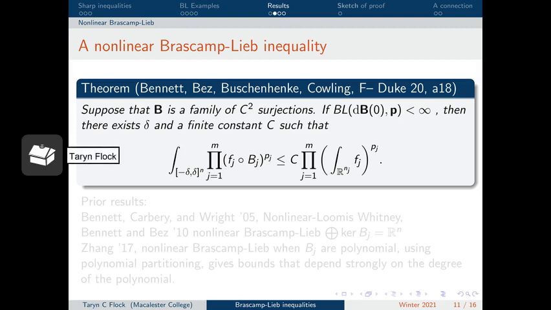One application of such a nonlinear inequality is to consider the case where these nonlinear maps incorporate the atlas maps of moving from some manifold into Rn. And what the nonlinear Brascamp-Lieb inequality tells me is that for your favorite linear Brascamp-Lieb inequality on Rn, there is a version on the manifold, at least locally.